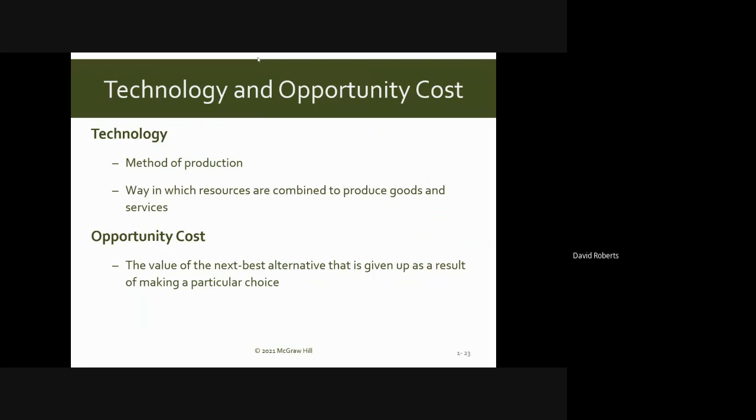We have different technologies for making things. This is constantly evolving. Opportunity cost is the next best alternative. So what you would be doing if you were not listening to this recording is the next best alternative. If you weren't listening to this recording, if you're watching a hockey game, a soccer game, a movie, whatever the case may be, that's your next best alternative.